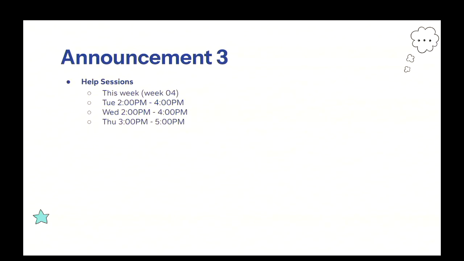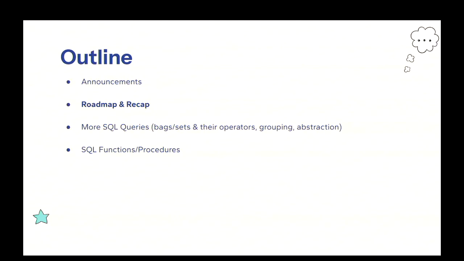And the third one is that we are hosting some help sessions this week. So if you have problems setting up your VXDB2 account, or since the data and the schema has already been released for assignment 1, you can try it. And if you have encountered any problems with the released material, you can go to the help sessions. So that's all about the announcements, and let's come to roadmap and recap.